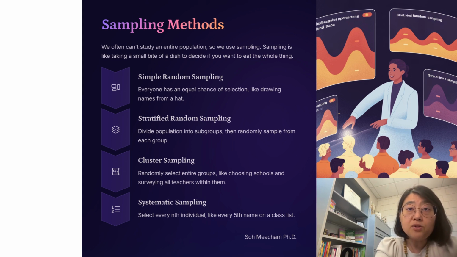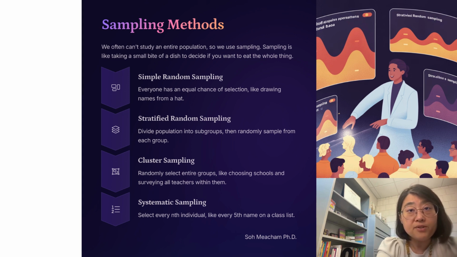Convenience sampling uses whoever is available, like surveying your own students. It's easy but limits generalizability. If you only survey students in your class, the results might not apply to students in other classes. It's like tasting the soup you made and assuming everyone will like it.